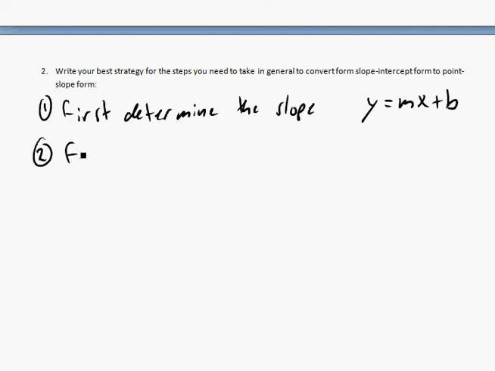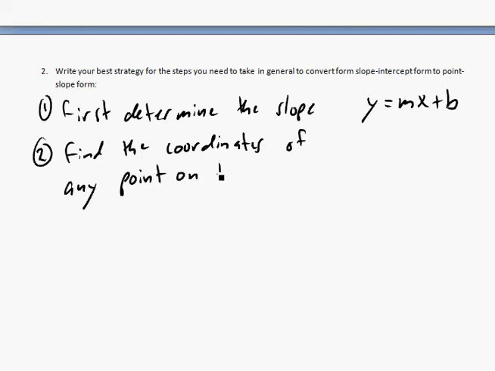Next, find the coordinates of any point on the line. To do this, we can choose any value of x that we want, substitute it into the equation, and calculate the y. Once we know the y, we'll have the coordinates of a point.